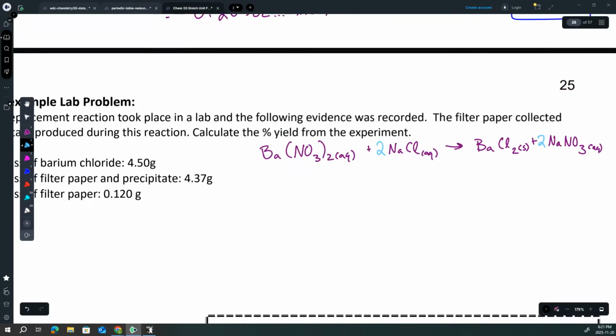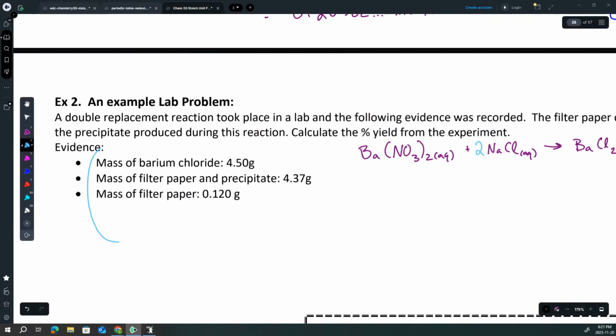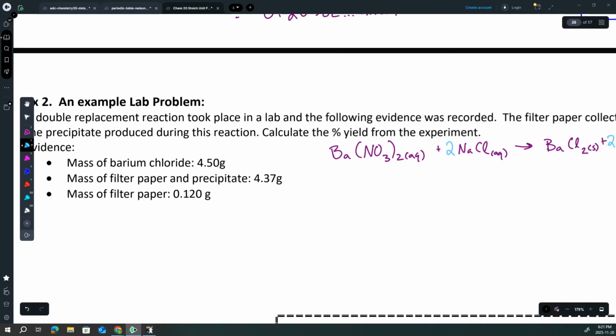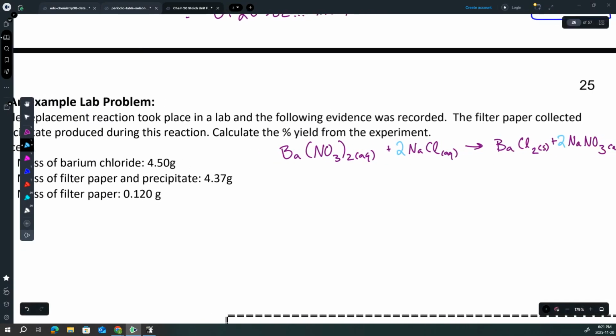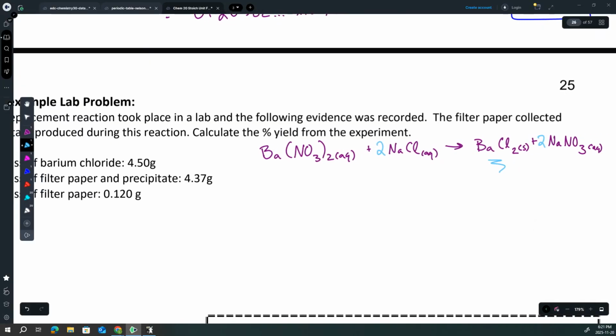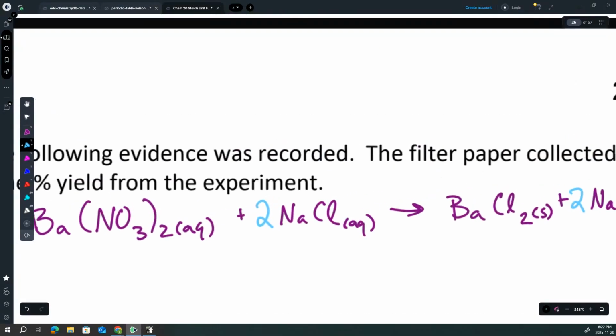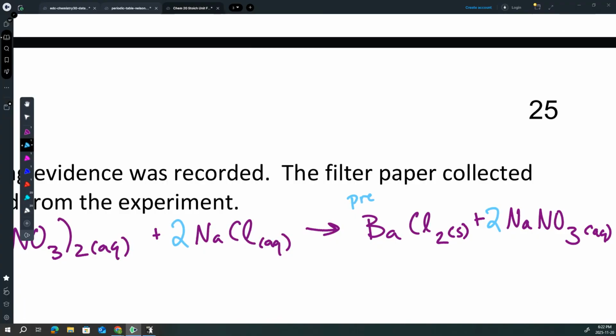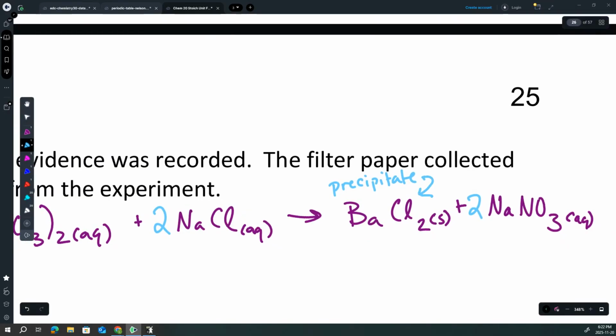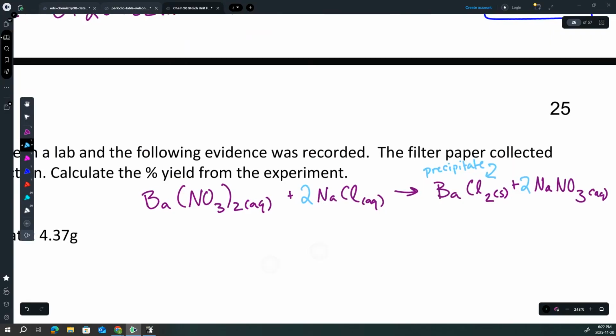so this is the reaction that happened, and we've collected some data here from that reaction happening in a lab. Okay, so the mass of barium chloride, that's the mass of our precipitate. How we know it's our precipitate is because we mixed two aqueous solutions together, and we got a solid product out of it. And the solid product is referred to as the precipitate. Okay, so let's label that precipitate.